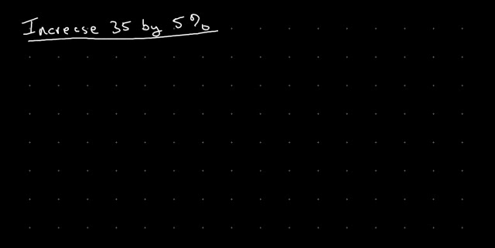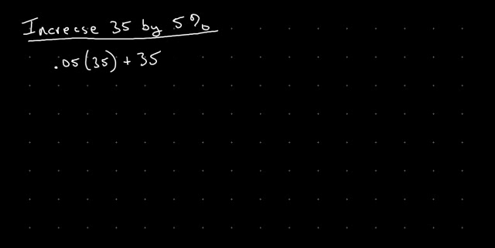So 5% in decimal form is 0.05 times 35. And that will give me 5%. And then I add 35. So this is 35 plus an additional 5%. So that's going to increase 35 by 5%.